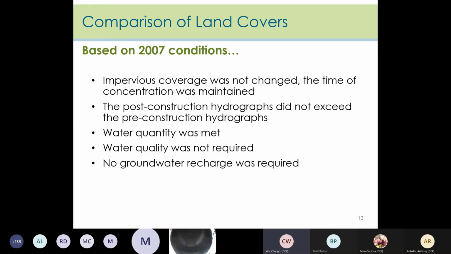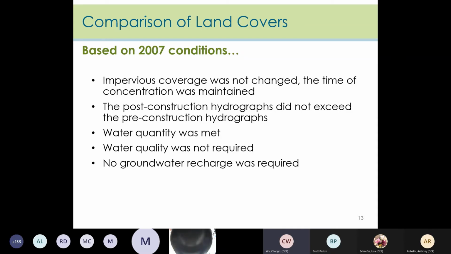So when they use option 1 in the water quantity design and performance standard, they probably can meet the standard because the post-construction hydrograph does not exceed the pre-construction hydrograph. And so for water quantity, they don't have to do anything; it would have been met. And for water quality, there's no increase of a quarter acre of impervious surface under the old rules, so there's no water quality treatment required.